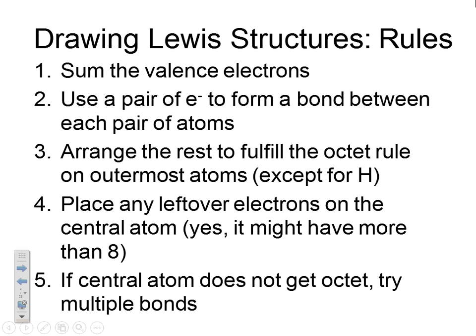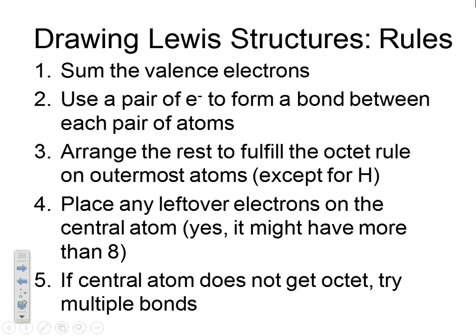Arrange the rest to fill the octet rule for the outermost atoms. So we give an octet to the things on the outside except for hydrogen. Then you basically count your electrons. How many electrons have you used? Go back to the number of valence electrons that you counted up in step 1. That's the number of electrons that have to be in your structure. So if you give bonds and give an octet to your outermost atoms, and then you count up how many electrons you have, if you haven't placed the correct number of electrons, then you're going to put any leftover electrons on your central atom. So if there's any remaining, you put them on your central atom.